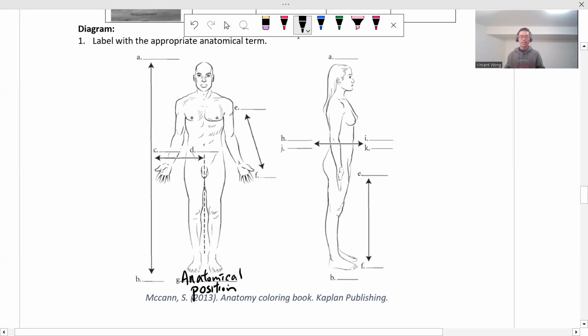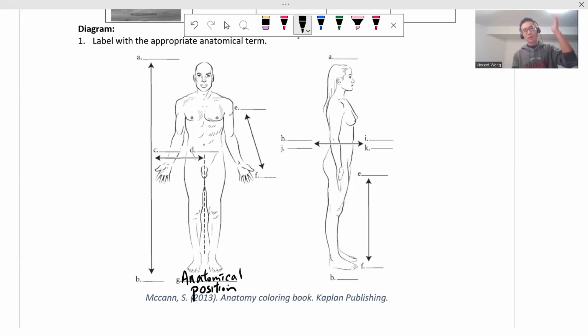All right. So in this anatomical position, we have things that are on top, above, and things that are below. Things that are above, we use the term superior. Opposite of superior is going to be anterior? Anterior is to the front. Good try. Superior and inferior. That's right. Inferior.